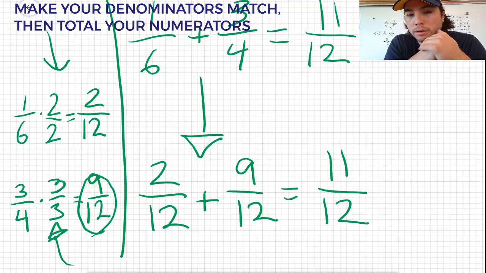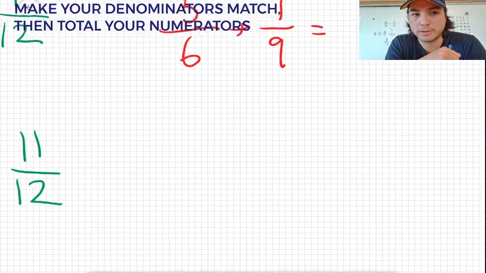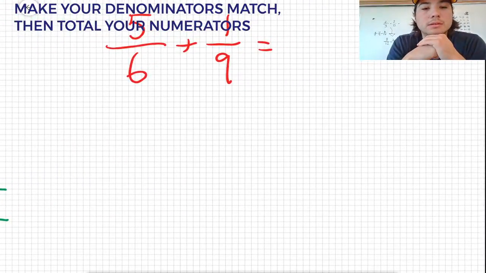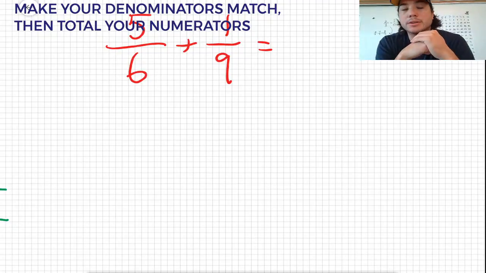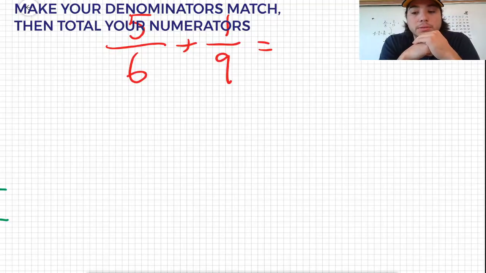Let's try one more. We've got for this one 5/6 plus 1/9. 5/6 plus 1/9. Find your 6's row, find your 9's row. What's the lowest number that shows up in both rows?